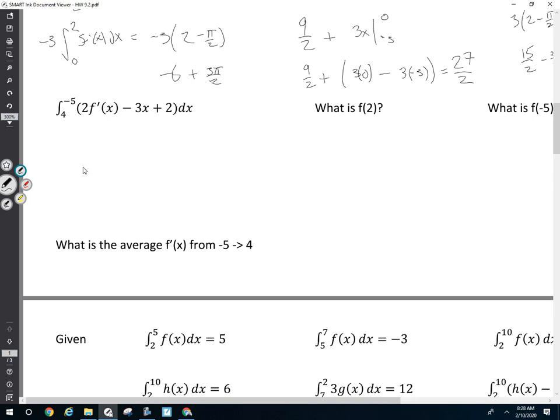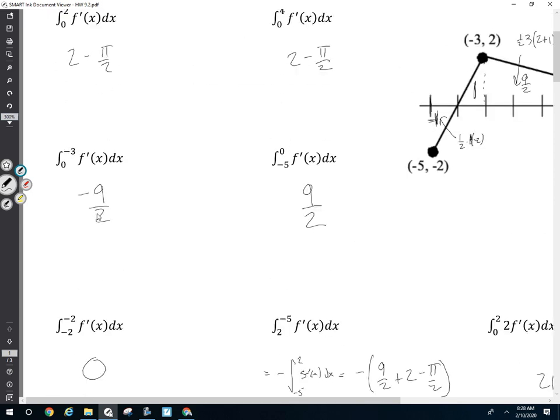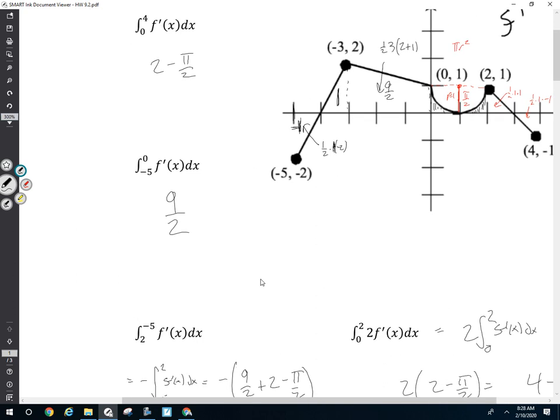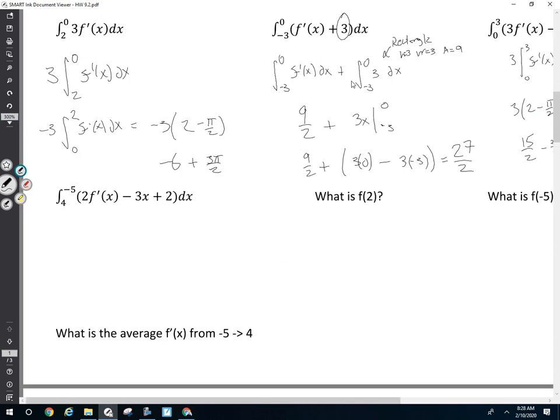All right, we're going straight from 4 to negative 5. So that's all the way down. So that's 9/2 plus 2 minus pi over 2. But I'm going to flip it. All right, so here's what I would do. And we have to be careful. Notice it's from 4 to negative 5. I'd probably immediately switch this to the opposite from negative 5 to 4. Okay? And then I'd take the opposite of all of these split up.